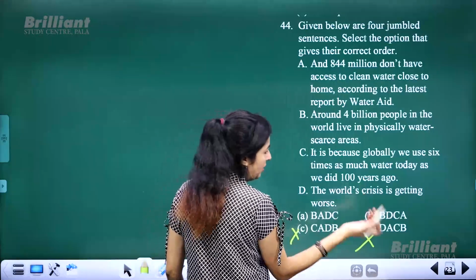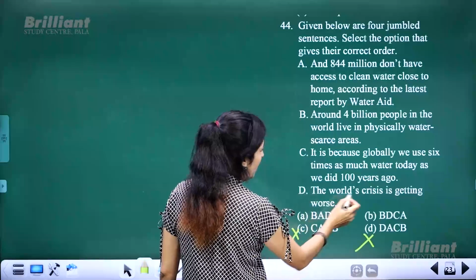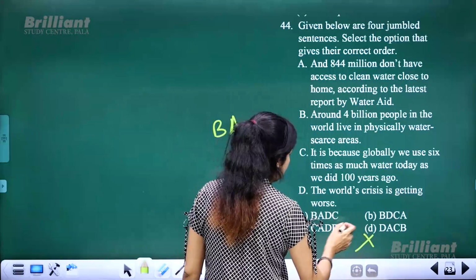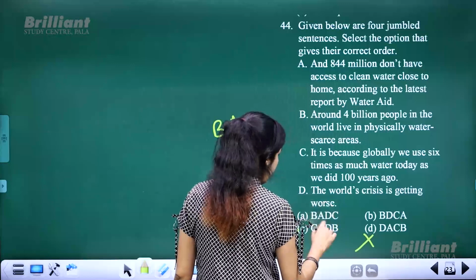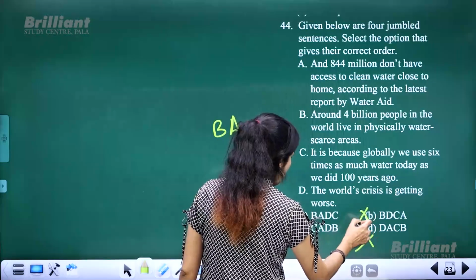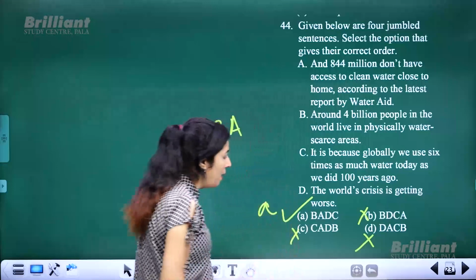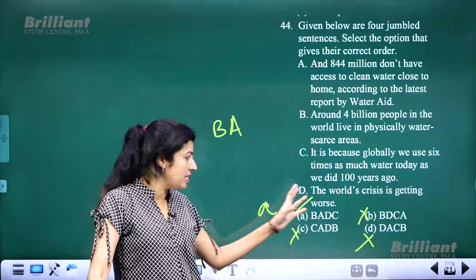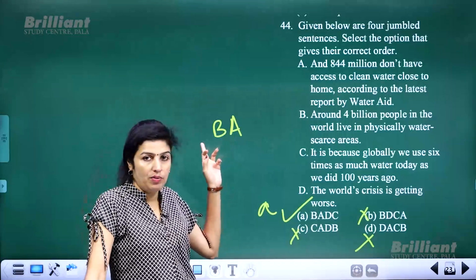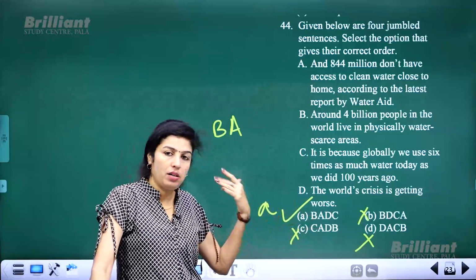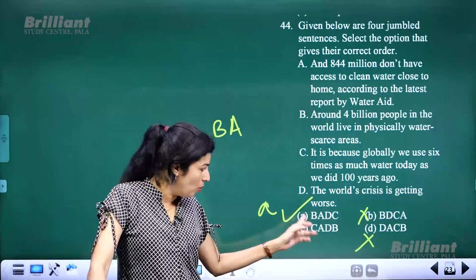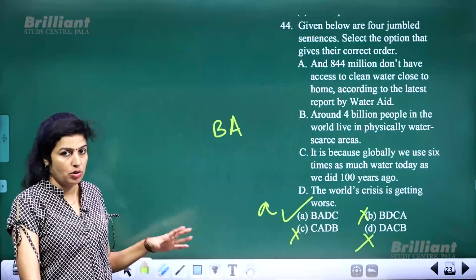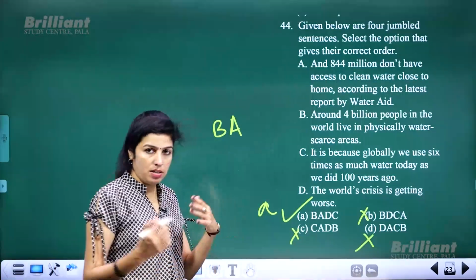What about B, D? Just to confirm, B, D. The world's crisis is getting worse. So this could be the last one, right? Last statement. So in that sense, not last but second last. So that means this also is wrong. This is the correct option, option A, B, A, D, C. I told you if you have only one option which starts with the one which you have chosen, you can choose that blindly. If you have more than one option, read the next sentence also to get the correct answer, so that you can save time there.